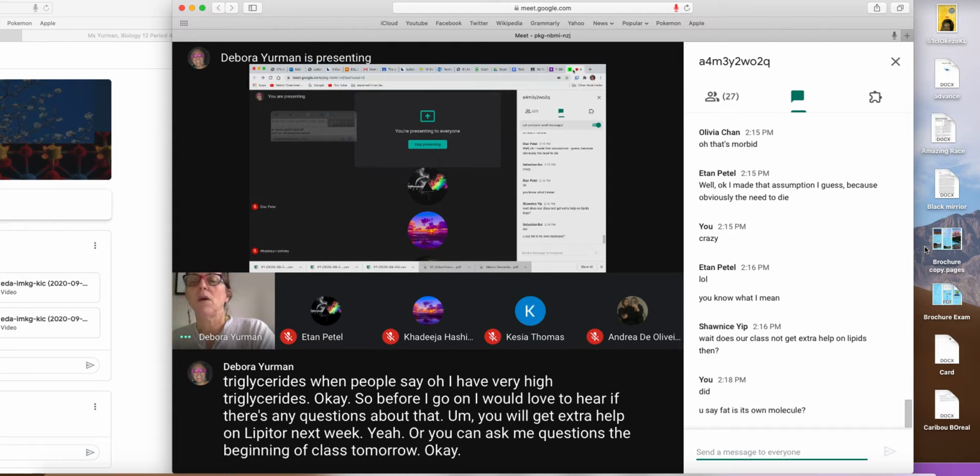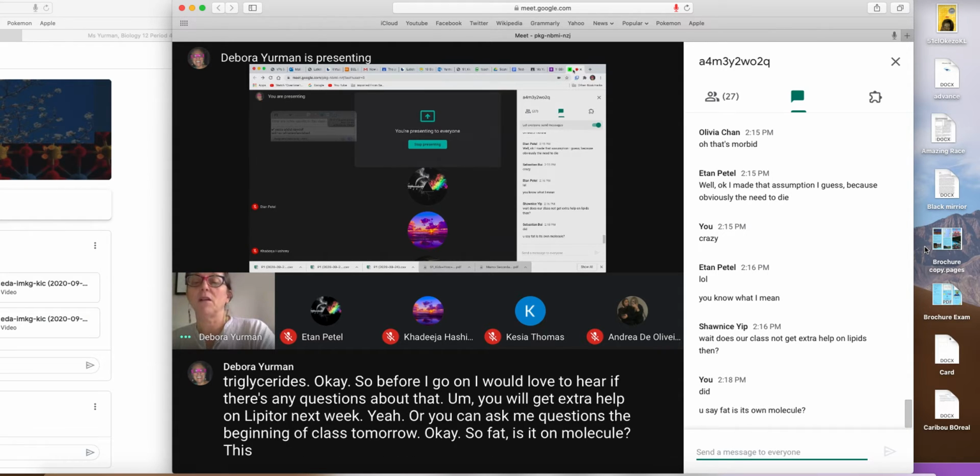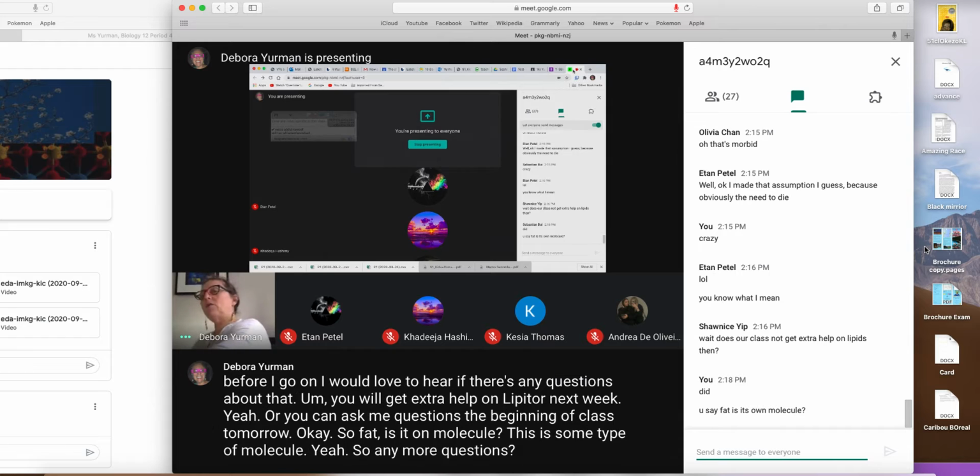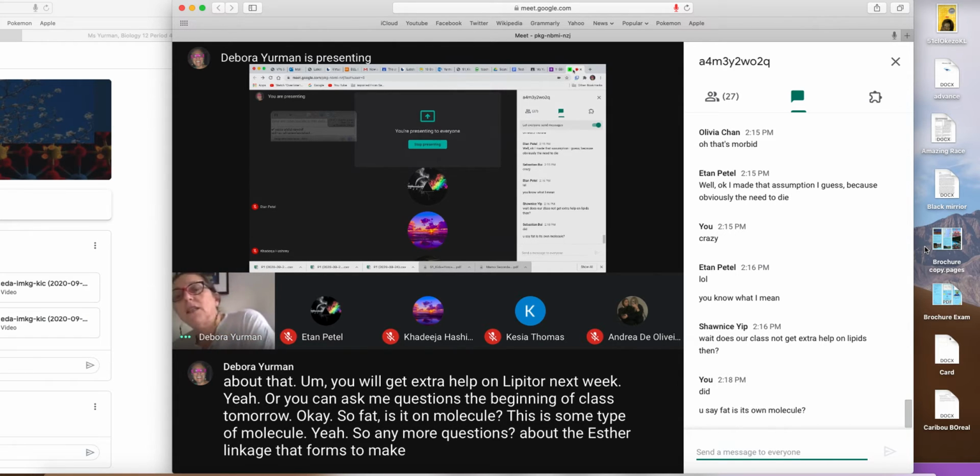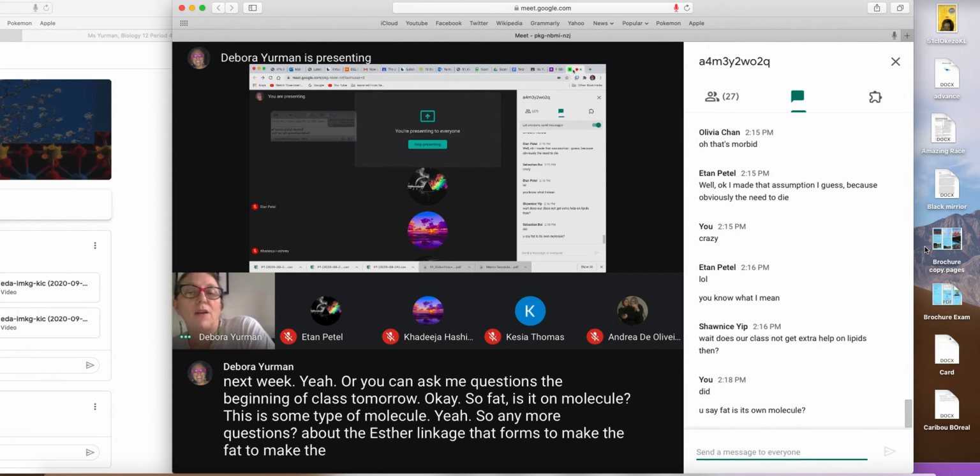So fat is its own molecule. It's its own type of molecule. So any more questions about the ester linkage that forms to make the fat, to make the glycerol join the carboxylic acid?